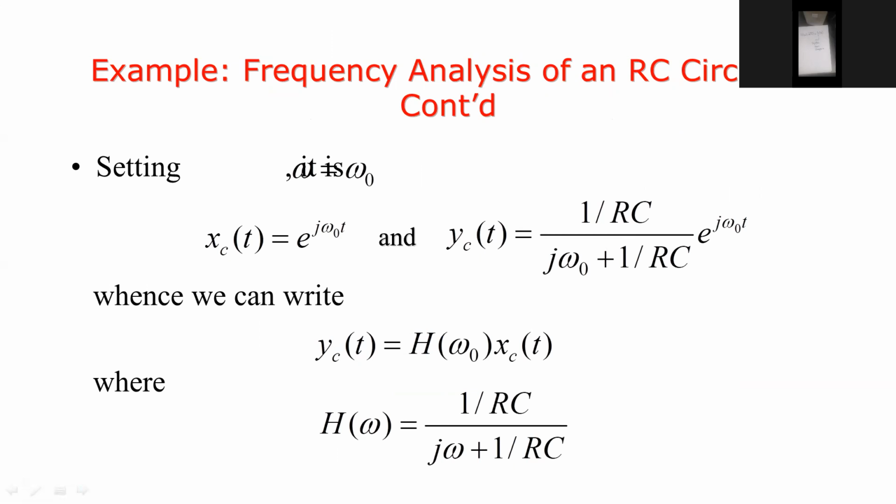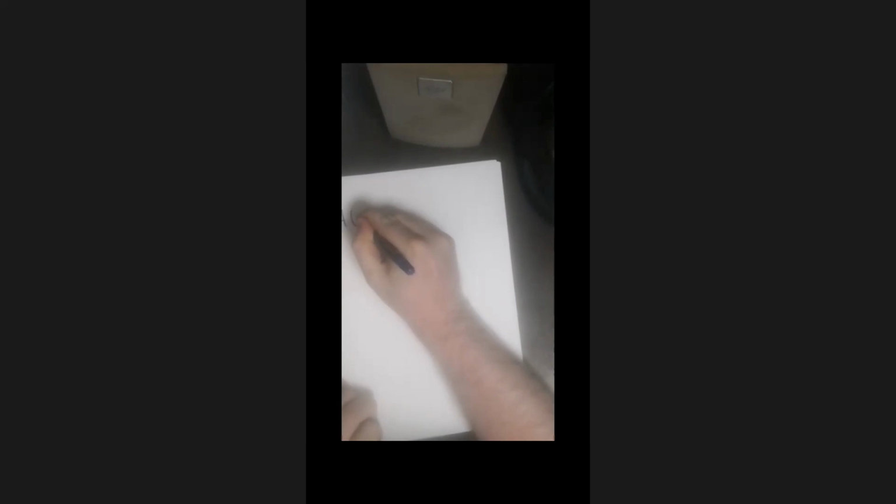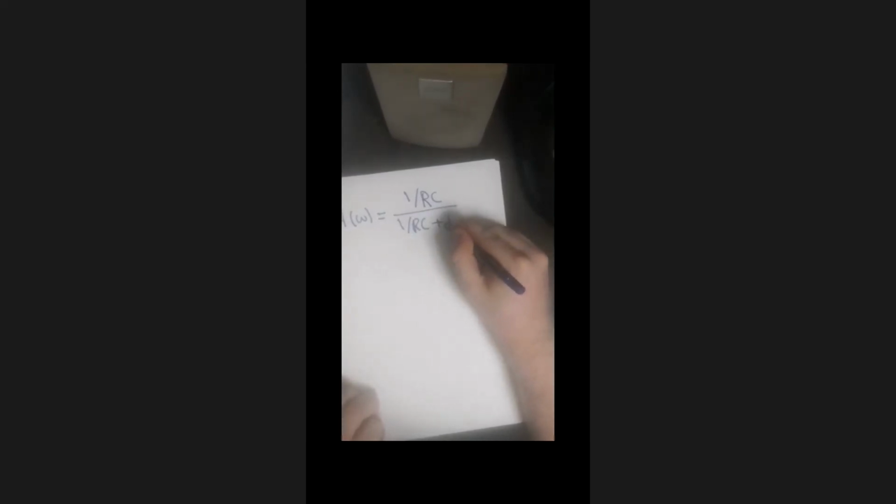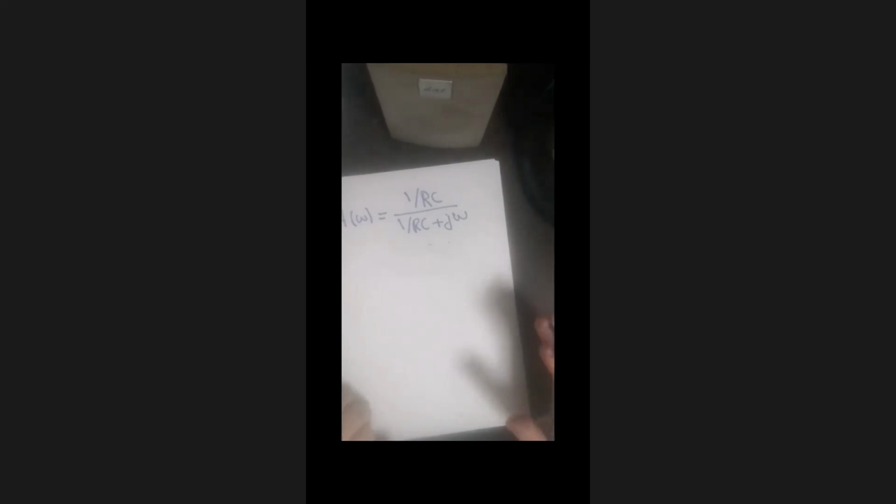Okay, so what I'm going to do again is to stop sharing and return back to my whiteboard. Okay, so the signal is as follows. We have the signal H of omega equals 1 over RC over 1 over RC plus j omega. This is the frequency response of the system we have. We are trying to plot this signal.